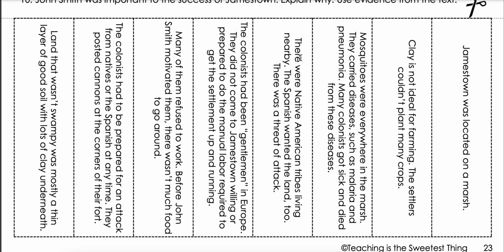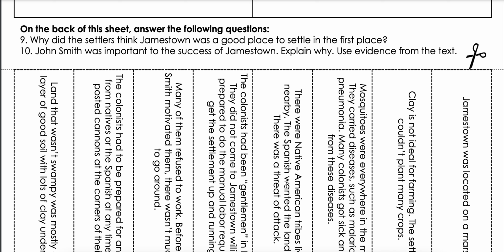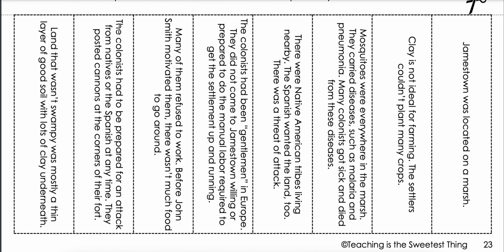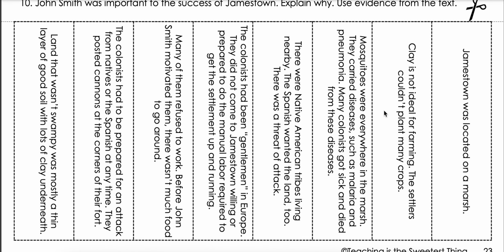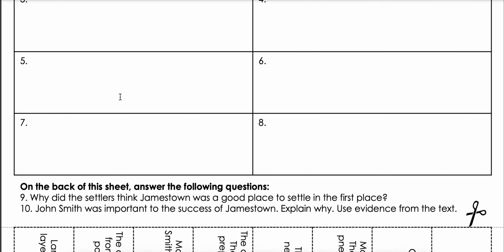So the one that says there were Native American tribes living nearby is going to be my cause here in number 3. And then the effect from that is this one that says the colonists had to be prepared for an attack from natives and the Spanish at any time. The one that talks about the cannons and them being prepared for an attack is going to go here on 4. So either cutting and pasting those, again, if you need to pause, you can, or writing the numbers that go along with those two.